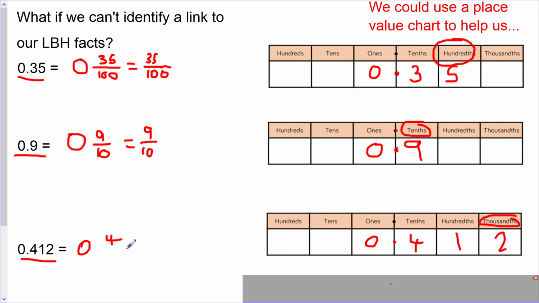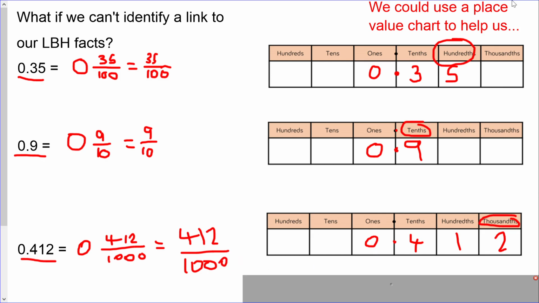So I've got 412 thousandths. And again, we know that if we are writing a whole number as 0, we do not need to write that down. So instead, we could just leave our answer as 412 thousandths.